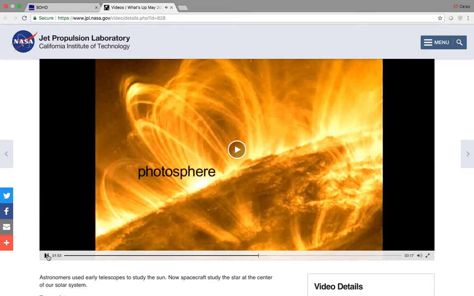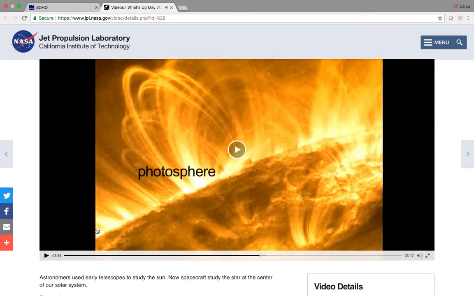Interesting. I was going to stop here just to show the point of today's class, which is the sun's magnetic activity. So these traces, or these lines you're seeing here, are in fact magnetic field lines.